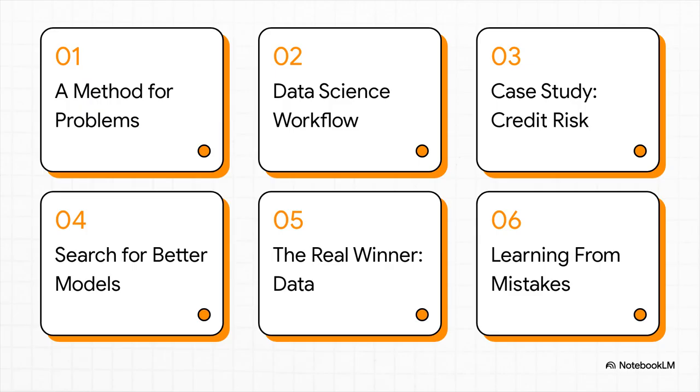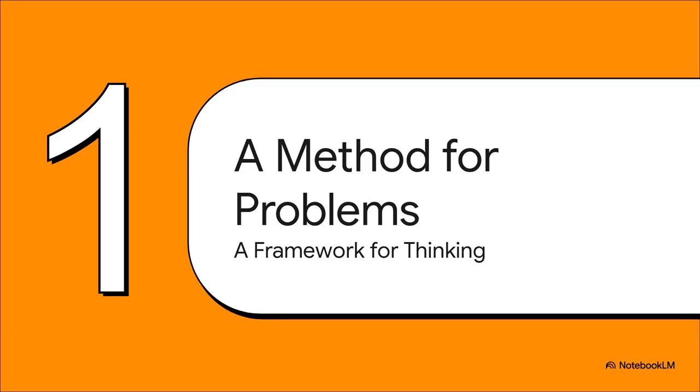So here's our game plan. We'll start big with a universal method for solving pretty much any problem. Then we'll see how that applies to the real-world data science workflow. We'll get our hands dirty with a case study on credit risk, go on a hunt for better models, and then we'll uncover the real hero of our story. And to wrap it all up, we'll see why making mistakes is actually the secret to getting better. All right, let's kick it off.